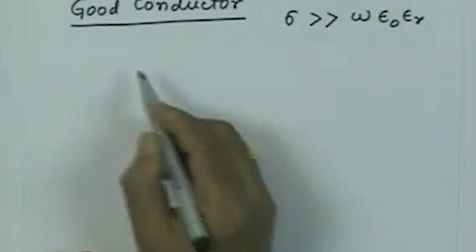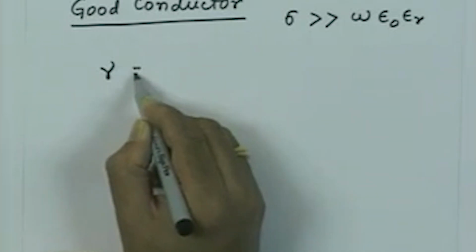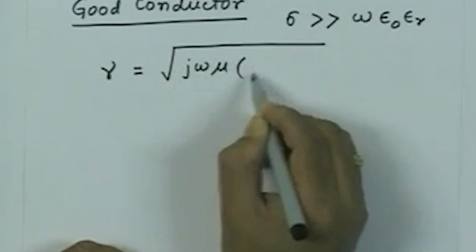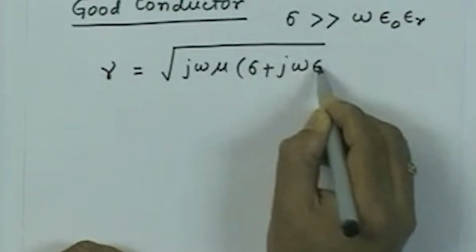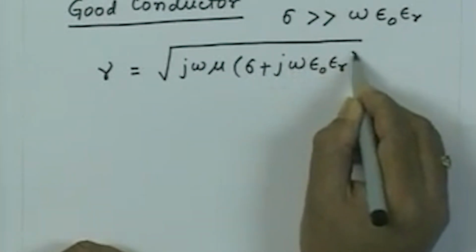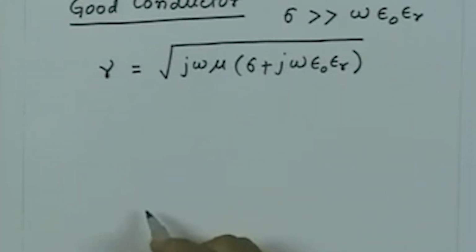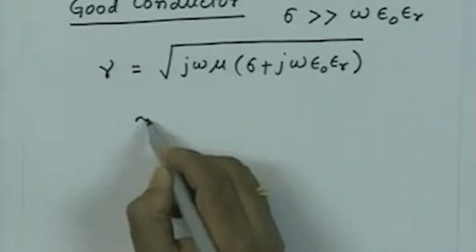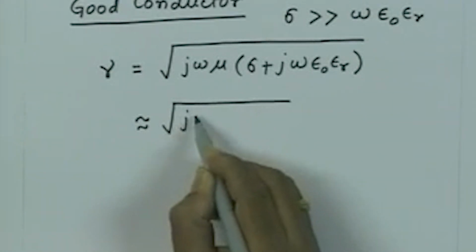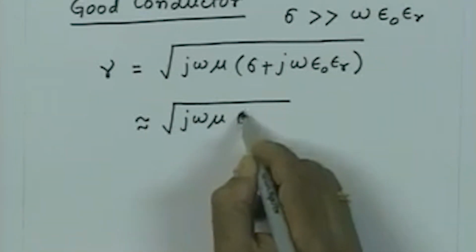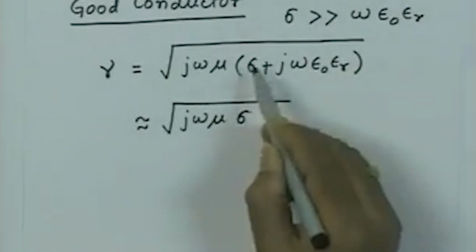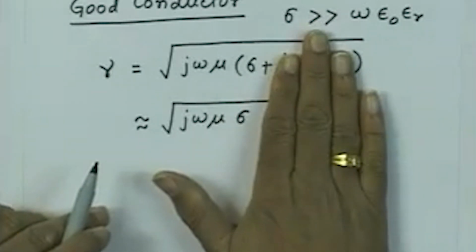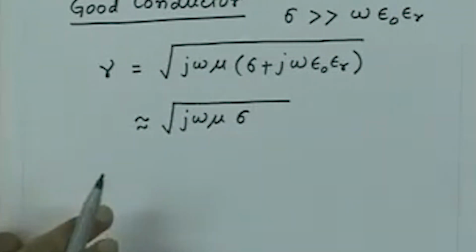As we have seen, the propagation constant gamma for this medium will be square root of j omega mu into sigma plus j omega epsilon 0 epsilon r. If I now substitute this condition that sigma is much greater than omega epsilon 0 epsilon r, this approximately can be written as square root of j omega mu sigma, because this quantity now is negligible compared to this quantity. So if I have a good conductor, essentially the displacement current contribution is neglected, and because of that we have the propagation constant which is essentially given by that.